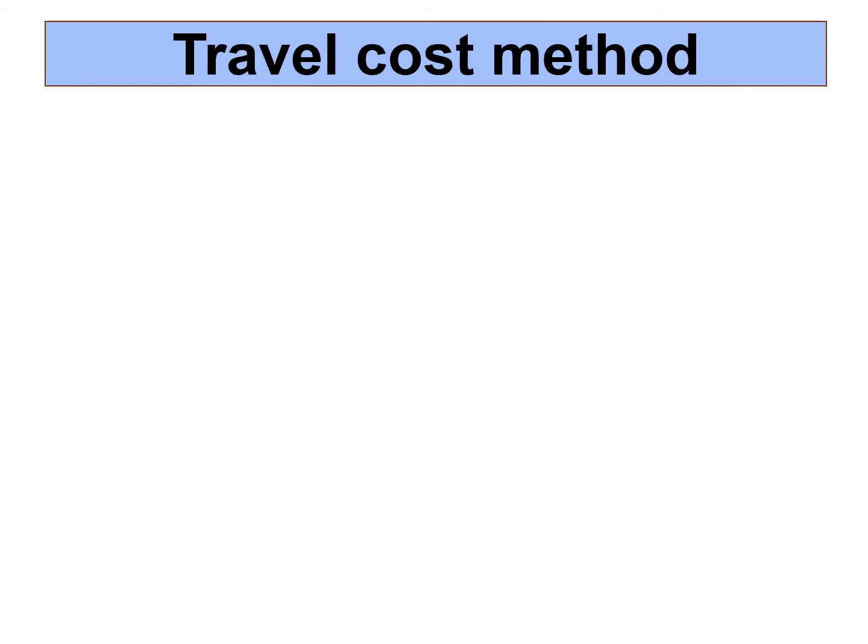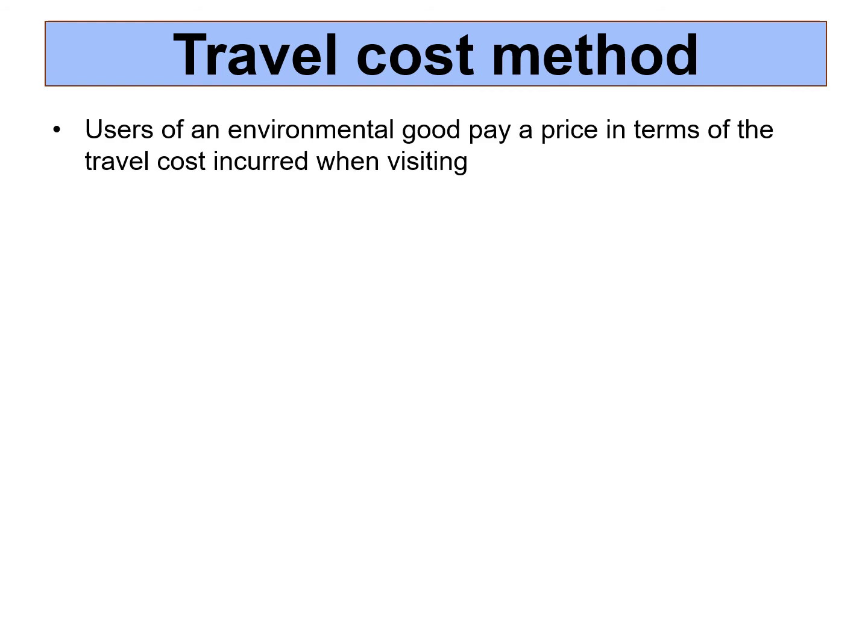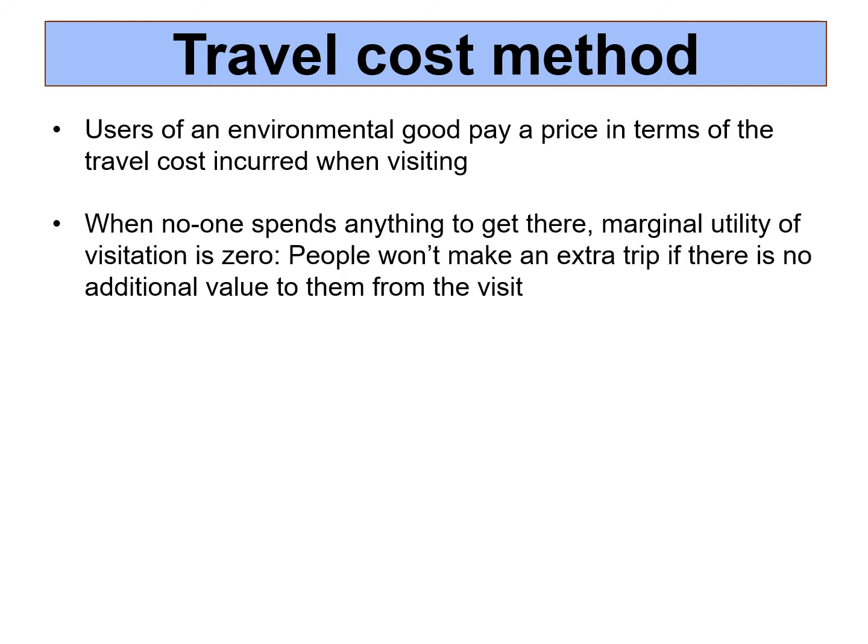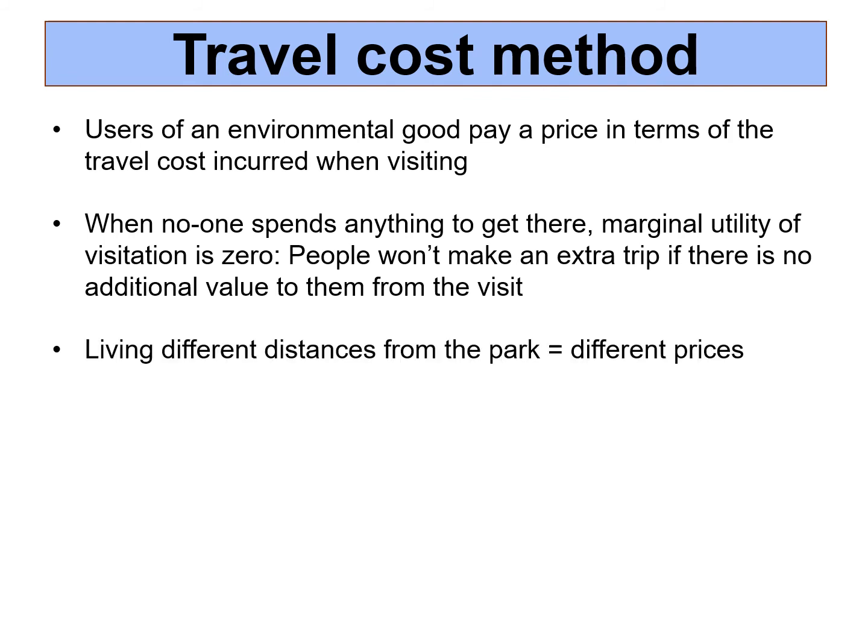Travel cost is one of the environmental valuation methods. Users of an environmental good pay a price in terms of the travel cost incurred when they visit a certain place. When no one spends anything to get there, the marginal utility of visitation is zero. People won't make extra trips if there is no additional value to them from the visit. Living different distances from the park will mean different prices. If you are living closer to the park area, definitely your price is smaller compared to those who are living far away from the park.